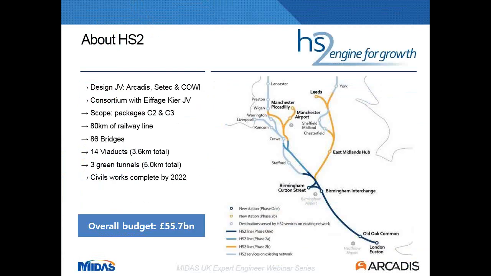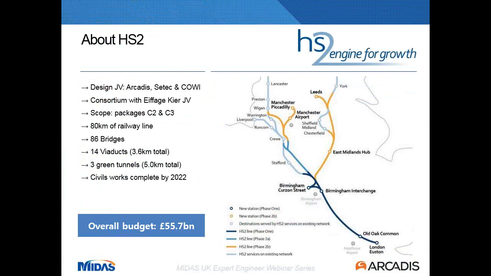About High Speed 2, probably you are already familiar with it, but just a very quick introduction. High Speed 1 in the UK is the line that is currently in service connecting the Eurotunnel and London. So High Speed 2 is the project that is being developed at the moment to connect London to Birmingham, the Midlands, and then Manchester and Leeds.